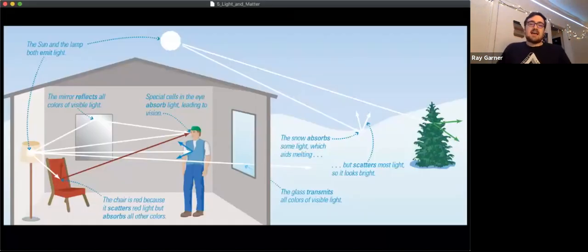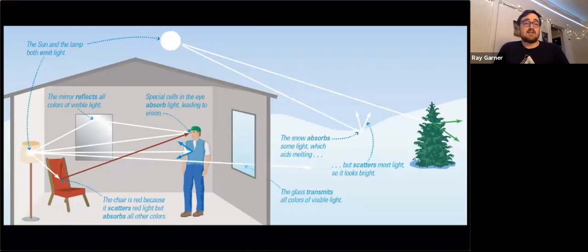So you can understand this by walking into a room. Both the sun and the lamp emit light. As different objects are hit by the lamp's light, they'll do different things. The mirror will reflect all the colors of visible light, allowing you to see the mirror. The chair will scatter red light, but absorb all the other colors, which is why you see it as a red chair. We have special cells in our eyes that allow us to absorb light, leading to vision.